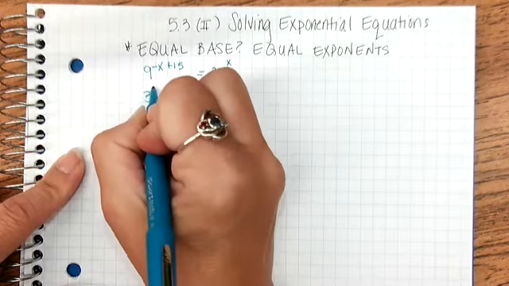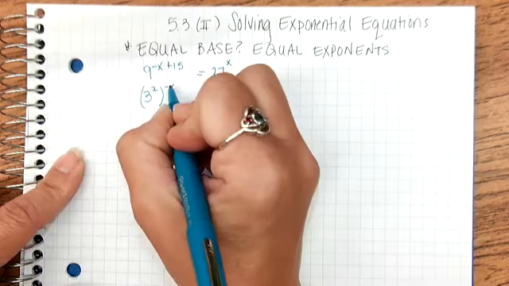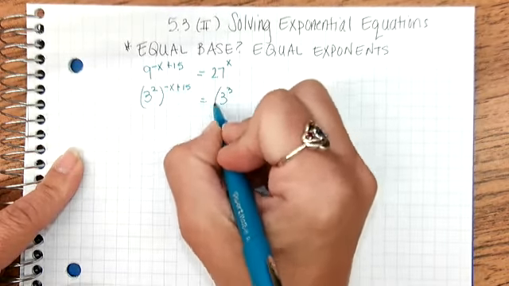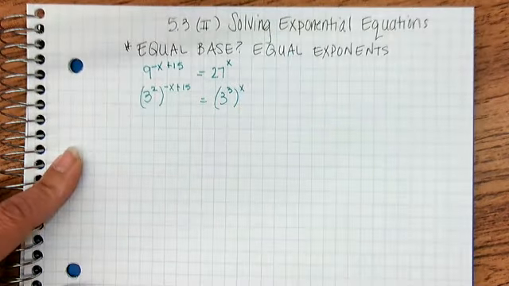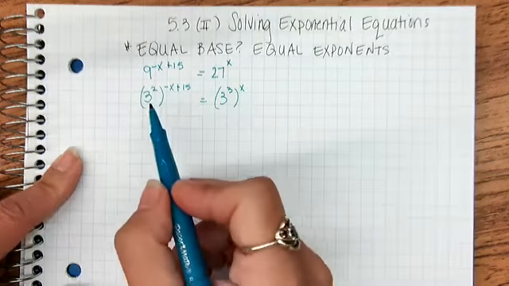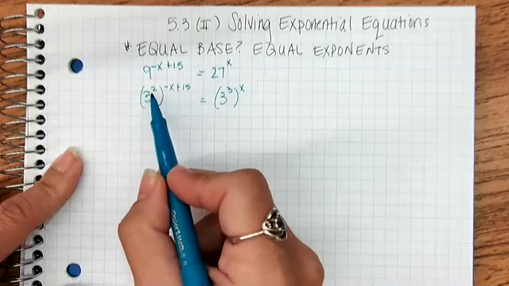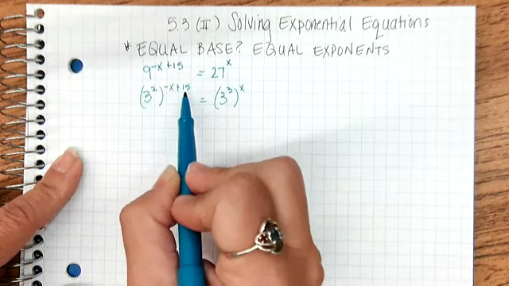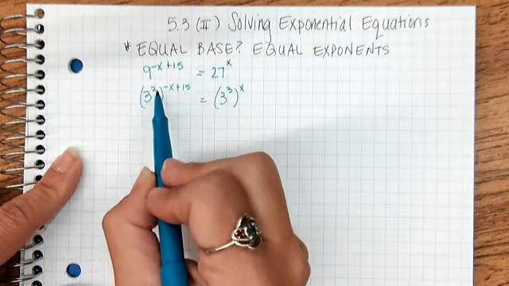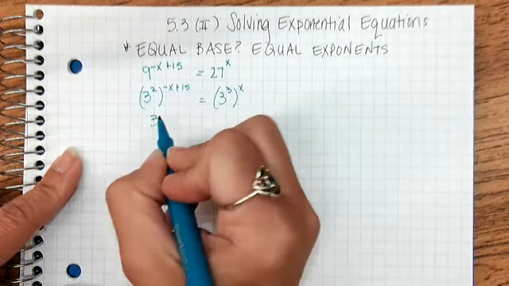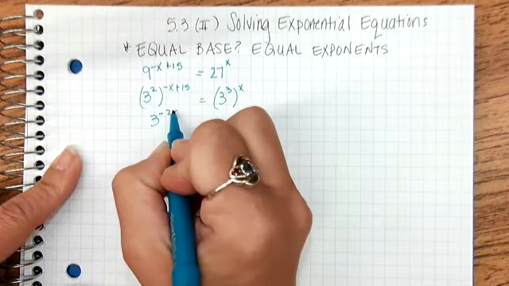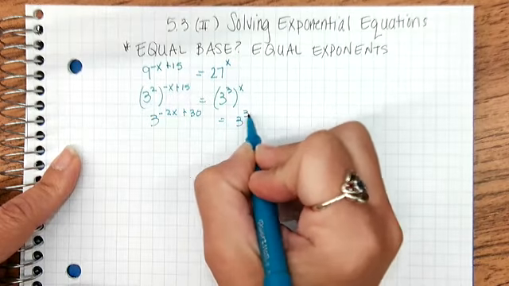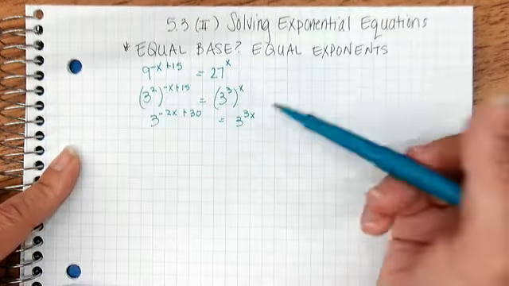I can make the bases equal. 9 is 3 squared to the negative x plus 15. 27 is 3 cubed. If you know your powers, it's going to be so much easier to do this stuff. This is the power property. So distribute the 2. We're going to multiply exponents: 2 times negative x plus 15. Distribute, and you get negative 2x plus 30 equals 3 to the 3x. Power property, 3 times x is 3x.